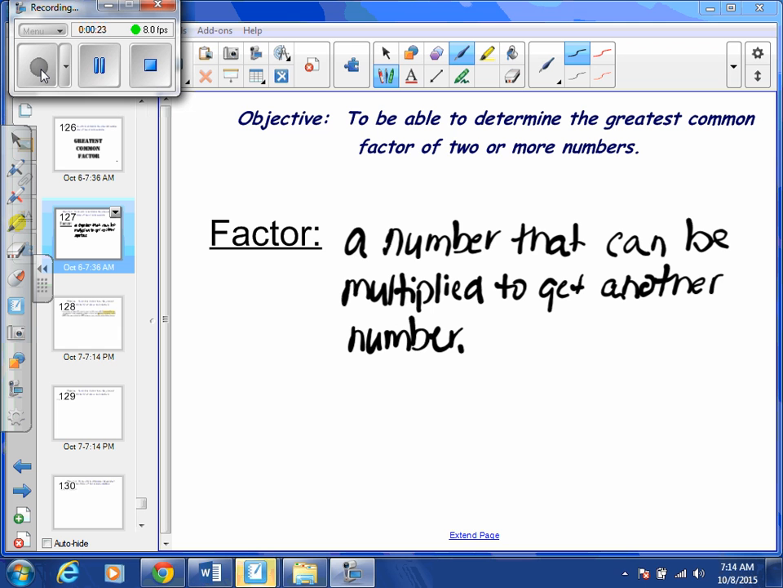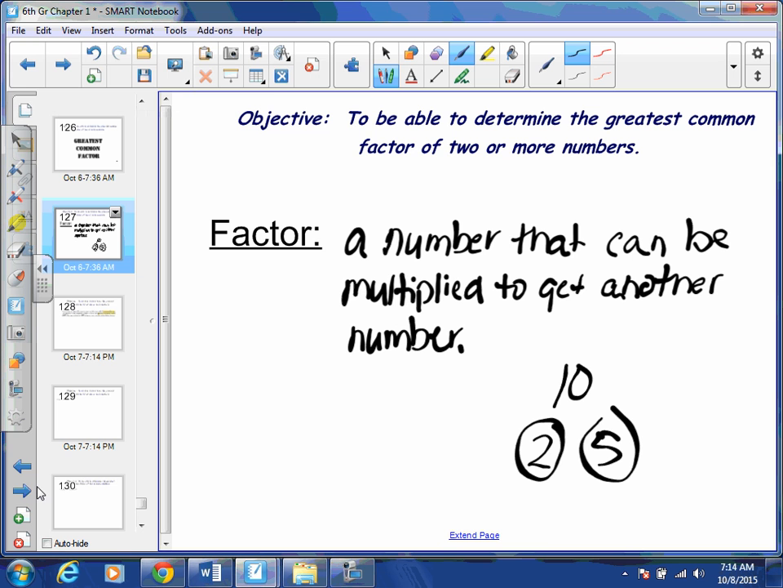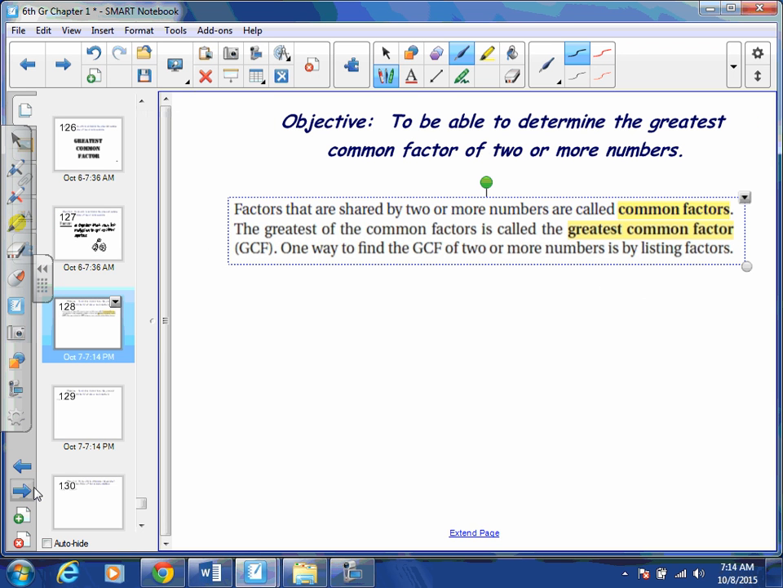So if we would use 10 as our target number, factors of 10 are numbers that I can multiply to get 10. All right, I can multiply 2 to get 10. I can multiply 5 to get 10. All right, I can take 2 times 5, they're a factor pair. But each of these separately is a factor of 10, a number I can multiply to get 10. All right, now we're going to take factors a step farther.